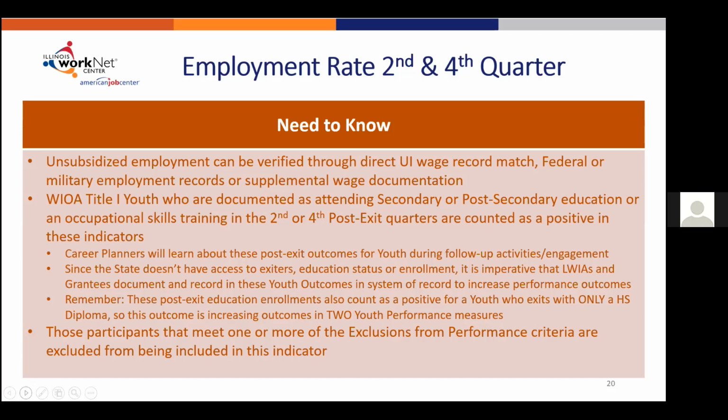But if you remember, when you have a youth who, say, you exit them and they only have a high school diploma, this is like killing two birds with one stone. Documenting this outcome is also going to get you the fulfillment of their credential attainment rate positive. And I don't want to intermingle these measures. We're talking employment rates today, but as we move on, some of these outcomes count for other measures. And then again, the exclusionary exit reasons aren't going to be included here. Next slide, please.